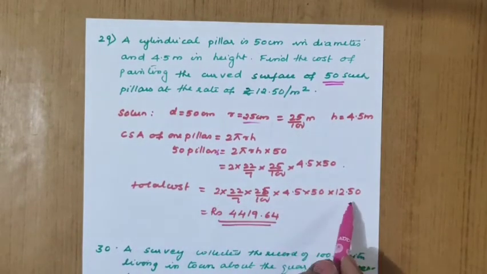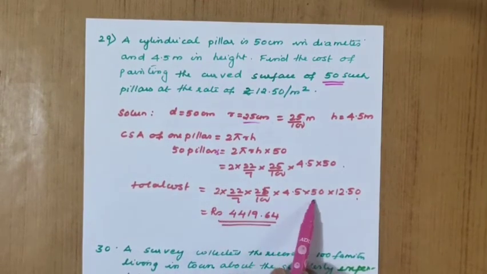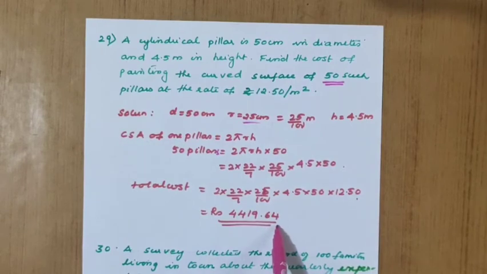Now the total cost, it is 12.50. So we have to multiply with the per meter square 12.50. We have to multiply the total surface area of the 50 pillars. So substitute and multiply, we will get the answer rupees 4419.64.